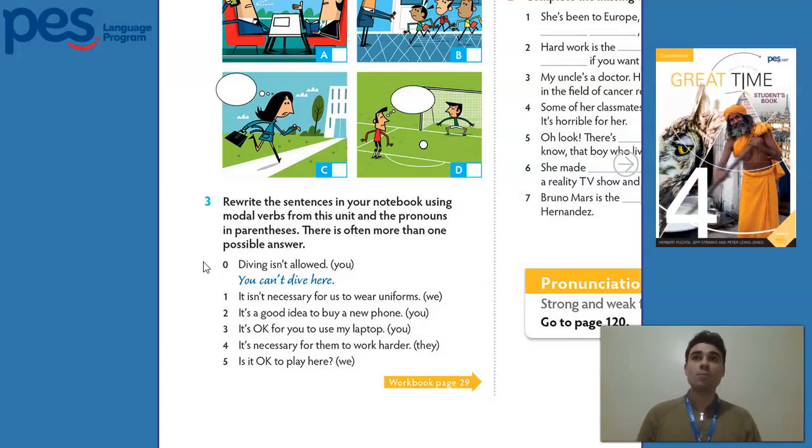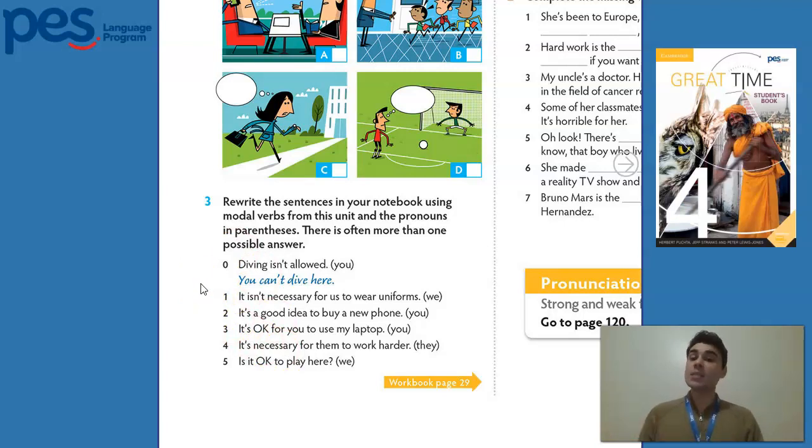We need to remember which one of those modal verbs that we have talked about is used to talk about something that is not allowed. This one is pretty easy because this is the one we have just talked about, right? In this case, we could use "you can't dive here," just like in the example, or even we could say "you must not dive here." All right? So, let's check the other sentences.